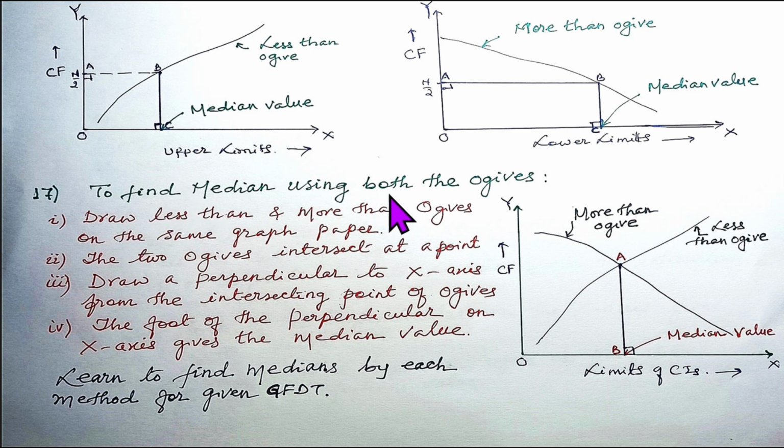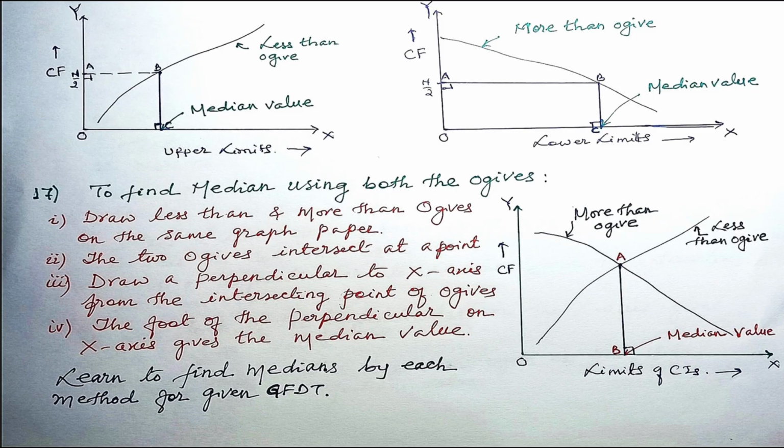Remember that. Now, to find the median using both the Ogives, that means in the same graph paper, first draw the less than Ogive, which is a rising curve, and also draw the more than Ogive, which is a falling curve, and both these curves intersect at a point A, and from that point drop a perpendicular, the foot of the perpendicular, that is point B, on the x-axis OX will give us the median value of the GFDT. So this is how we can find the median of a given GFDT from the less than Ogive, the more than Ogive, or by drawing both the Ogives on the same graph paper. So that is the importance of Ogive.